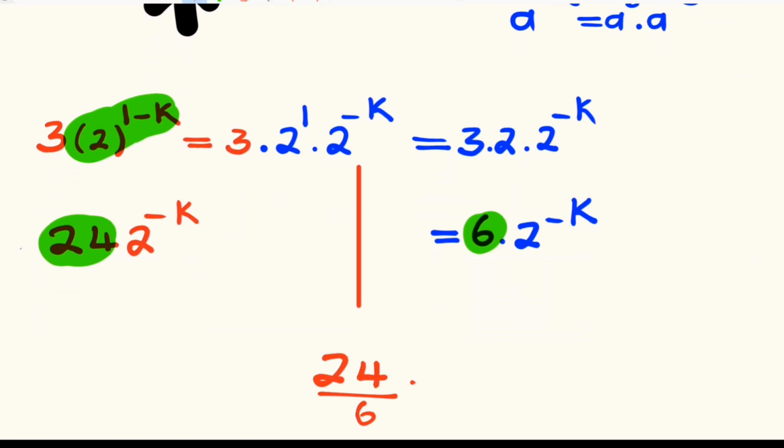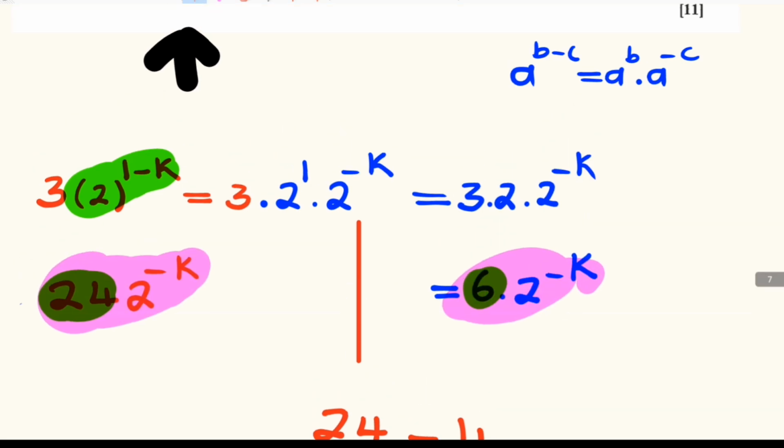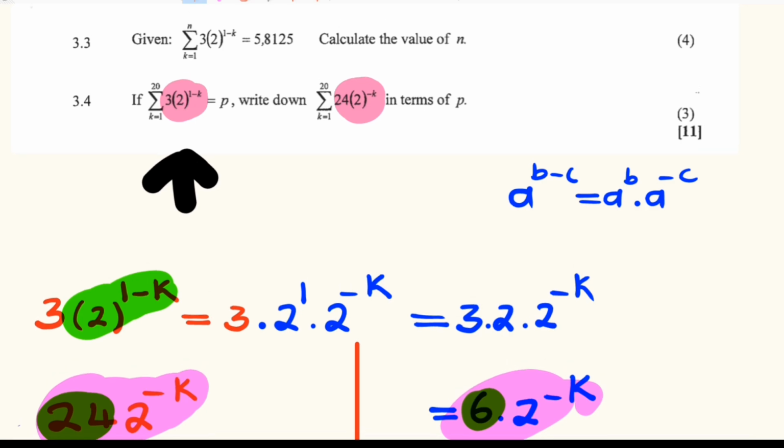So we have that 24, which we must compare with the 6, since we have 2 raised to the power negative k in both instances. So 24 divided by 6 will be equal to 4. So the other one seems to be 4 times bigger than the other one. So this one is 4 times bigger than that one. And remember that the other one is p.